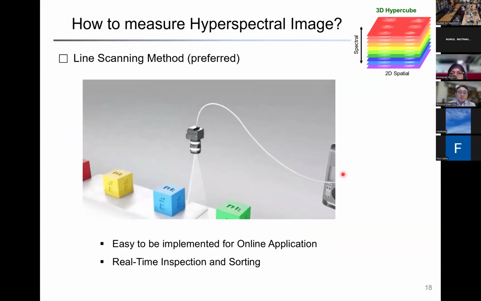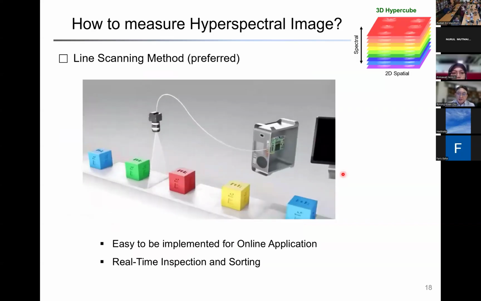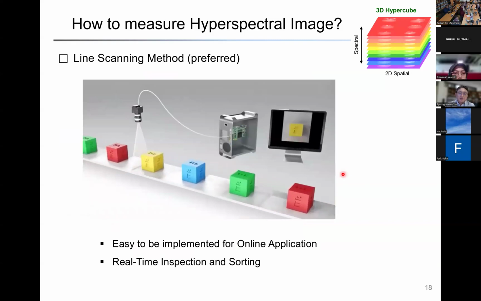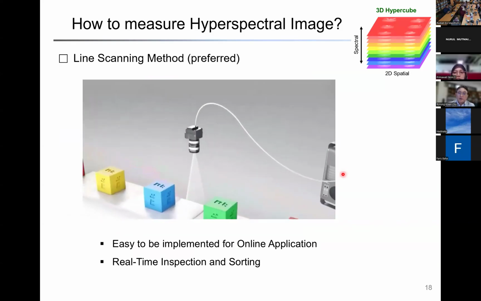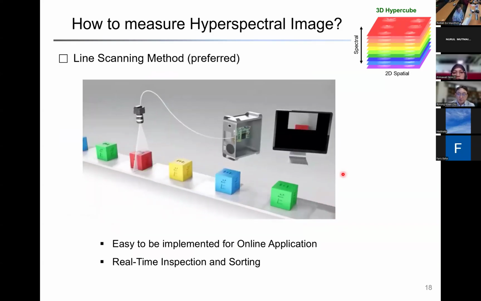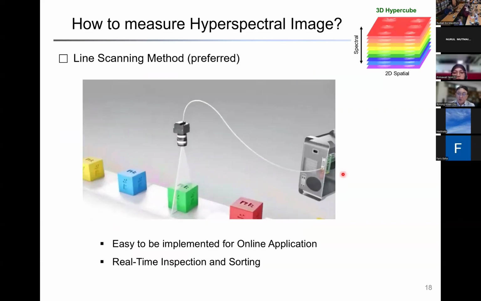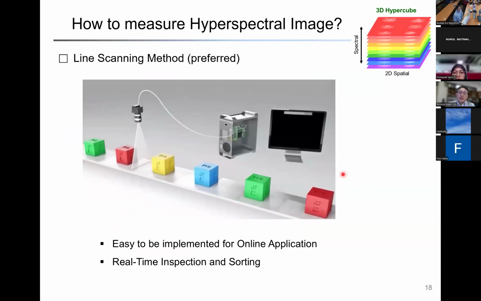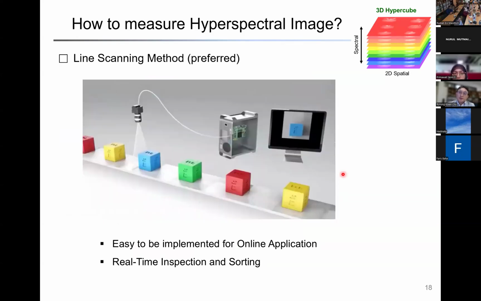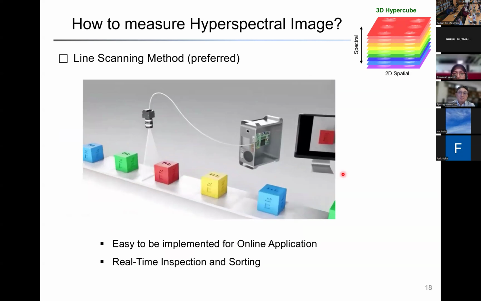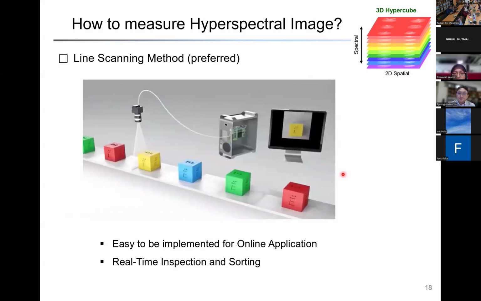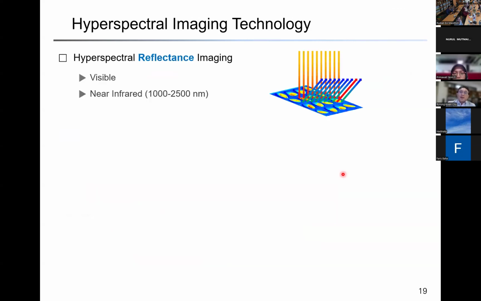Okay, line by line measurement. I prefer this methodology. Why? Because it's easy to implement for online application, and it also gives high resolution with a fast measurement. So for agriculture and food materials, the line scanning method is mostly preferred. Okay, there are several kinds of hyperspectral imaging.